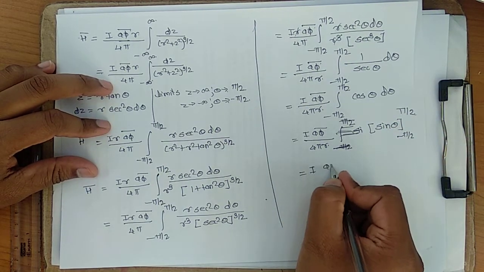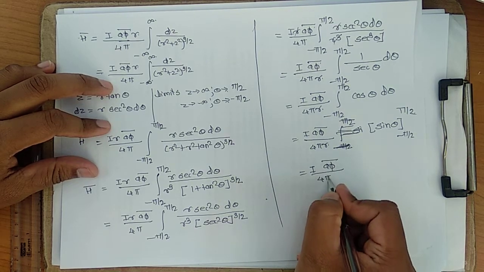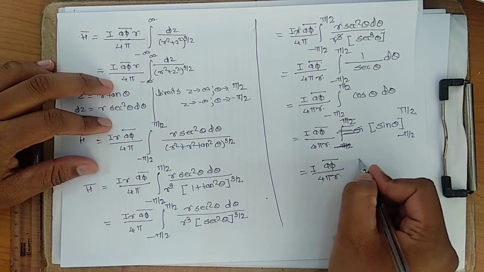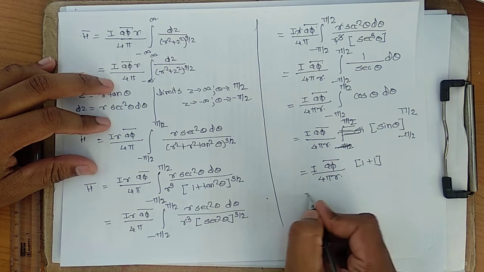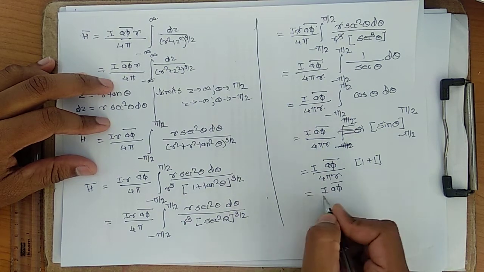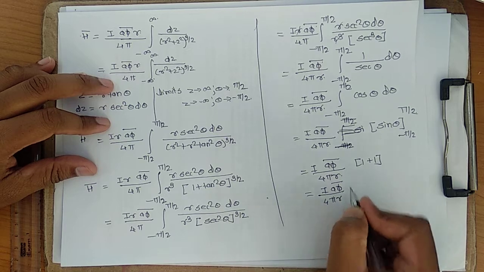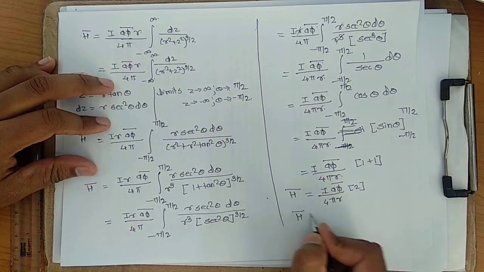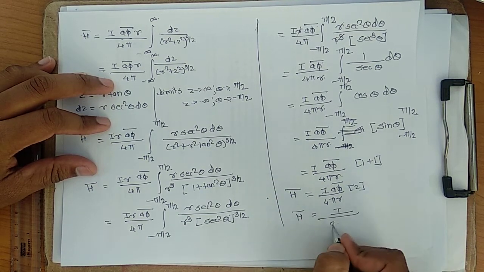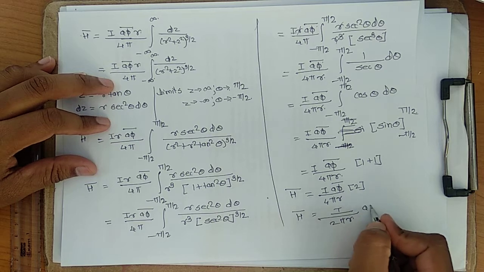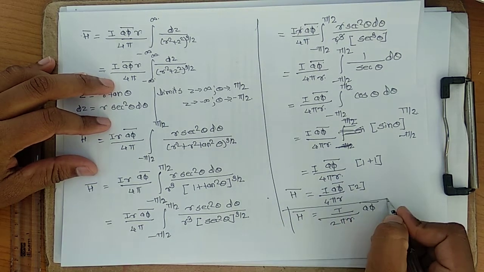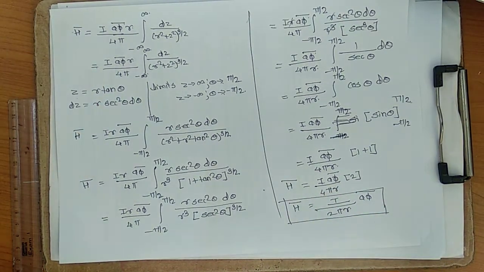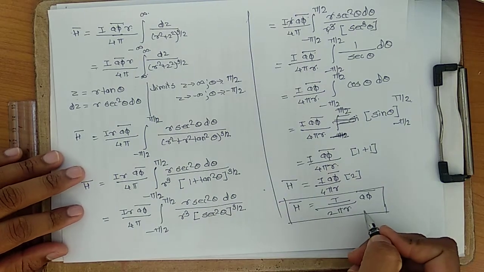So I a phi bar divided by 4 pi r. If you put in this limit, sin pi by 2 minus sin of minus pi by 2, it is 1 plus 1, that is 2. So I a phi bar divided by 4 pi r times 2, that is h bar, and the final answer is h bar is equal to I divided by 2 pi r a phi bar.